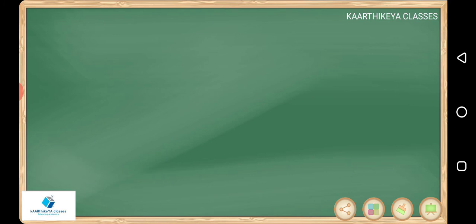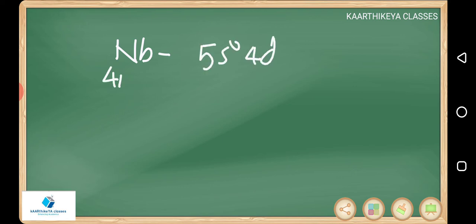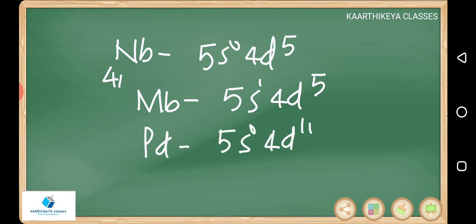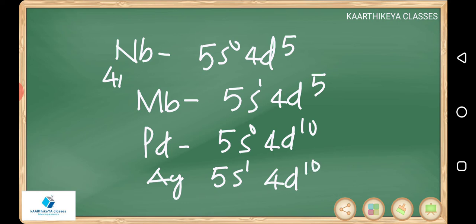Next, the special electronic configurations I wanted to mention. Niobium, atomic number 41, is 5s1 4d4... special case: 5s1 4d5. Palladium: 5s0 4d10. Silver: 5s1 4d10. These are all exceptional cases. Actually, in the 4d series, the majority of elements show the exception. But these are as important, I am saying.